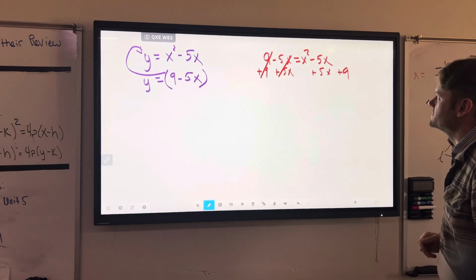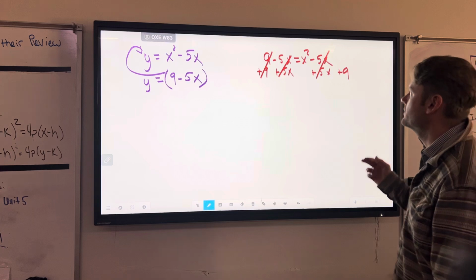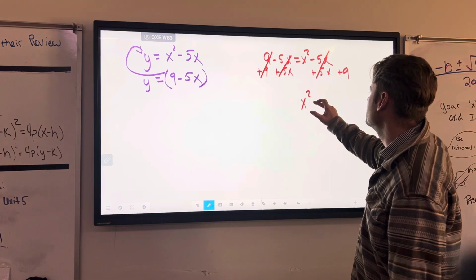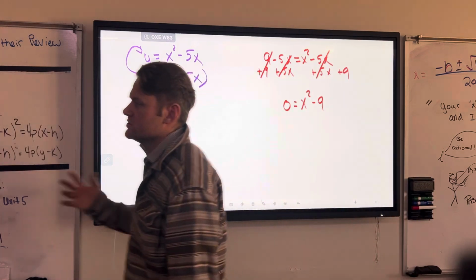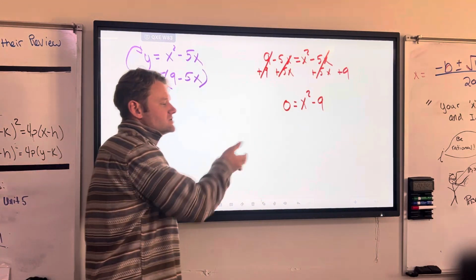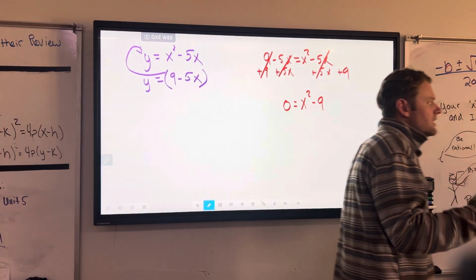Something crazy happens here, right? I have my x's, my b term completely cancel out. And I'm left with x squared minus 9 equals 0. So don't panic when this happens. It's actually made it much easier. This is our difference of squares.